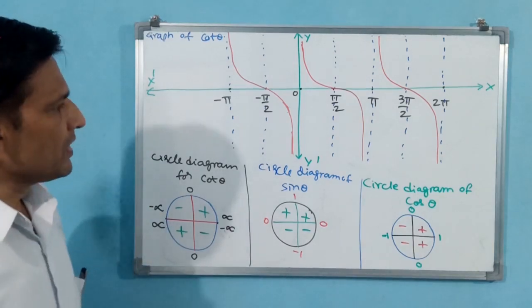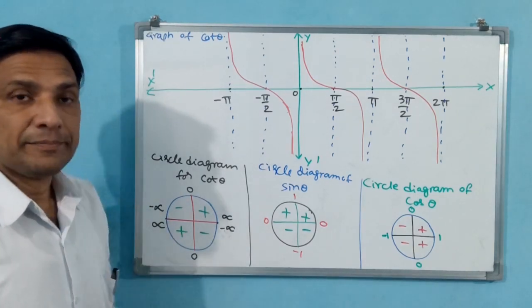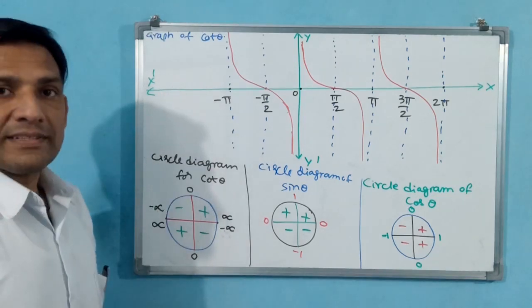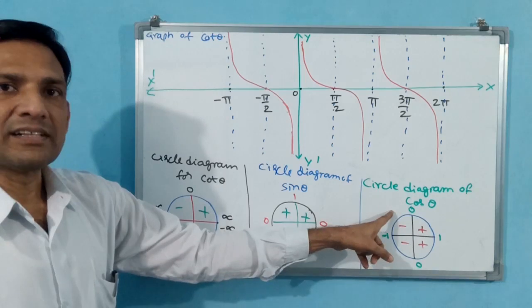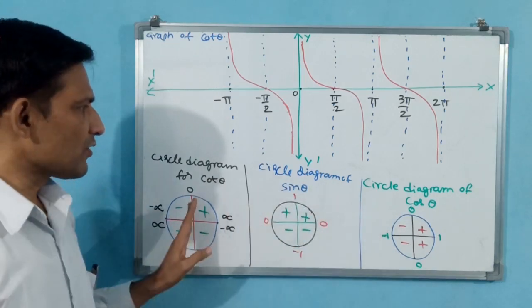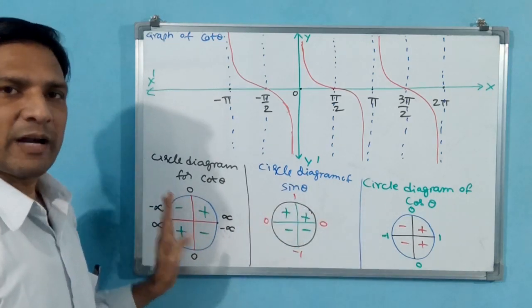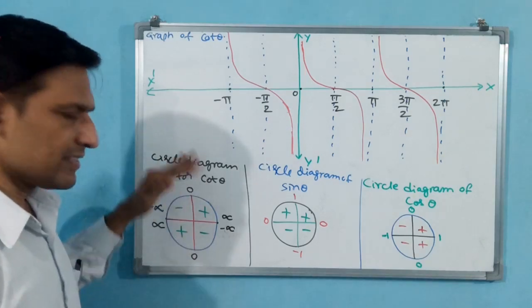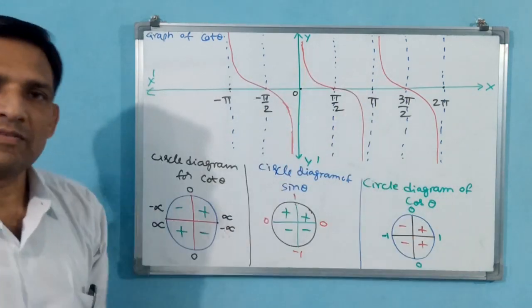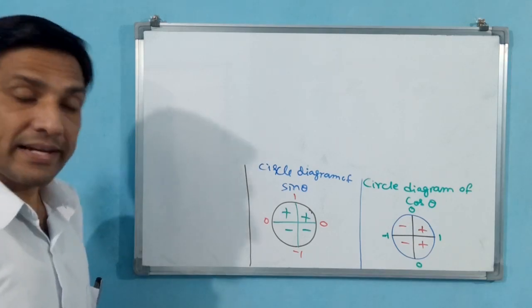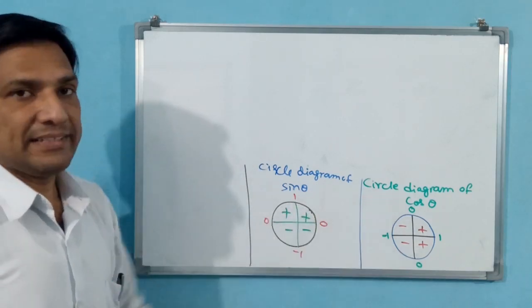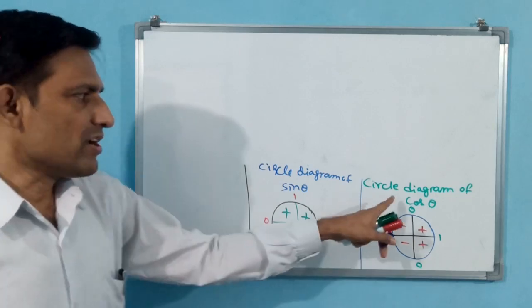Now let us go for, after cot theta, sec theta. Sec theta means what you want? You want cos theta. Based on cos theta you are going to draw the circle diagram of sec theta. Let us draw the sec theta circle diagram, then we draw the graph of sec theta also. We are drawing the circle diagram first for secant theta, based on cos theta.